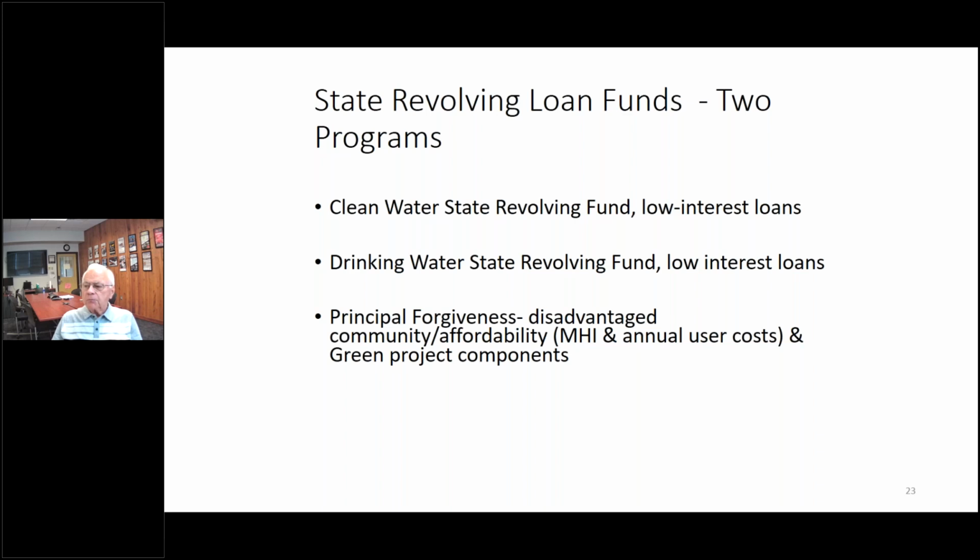Some states allow a direct loan from the revolving loan fund to the municipality. However, many states require the loan to be collateralized with municipal bonds. Thus, an attorney who specializes in municipal bonds will need to be involved.